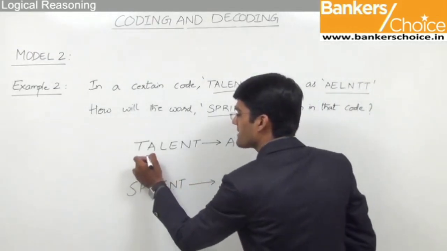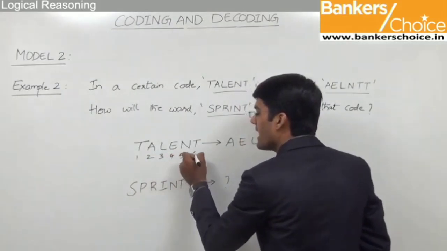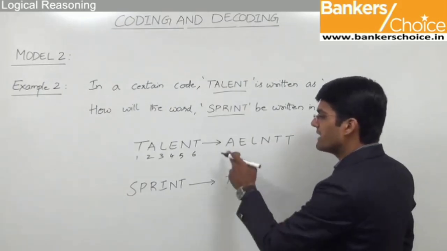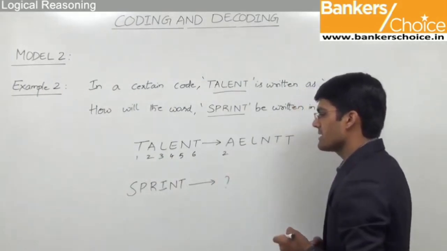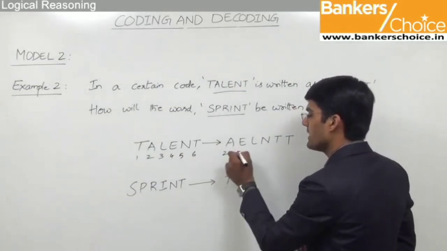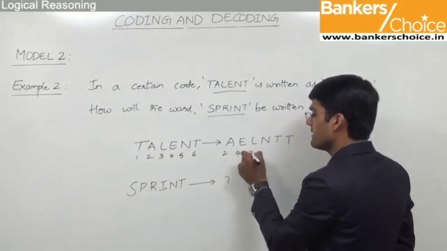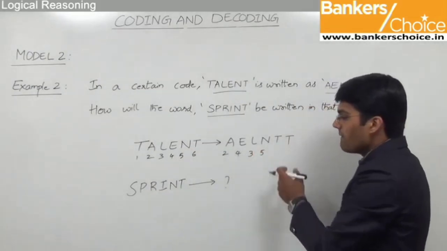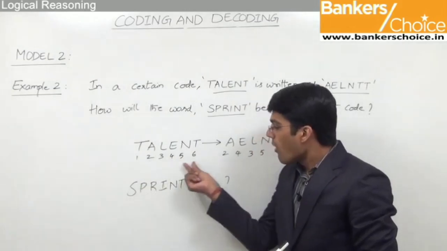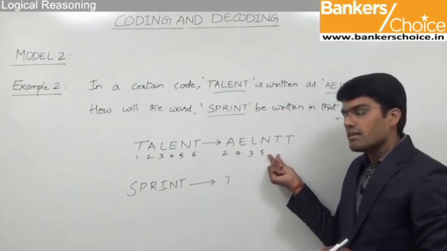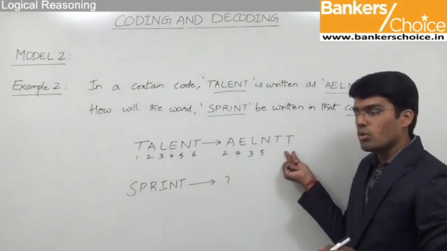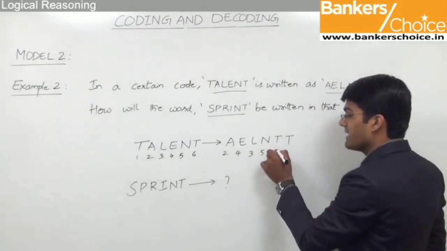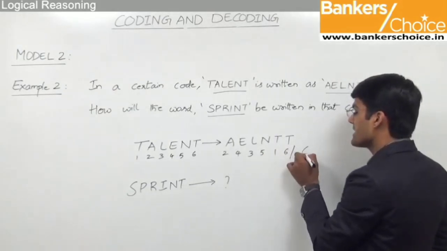So let us say that this is the first letter, second, third, fourth, fifth, and sixth letter in the given word. Now if you try to find the order in the coded form, we find that A, that is the second letter, has come to the first place, E is the fourth letter, L is the third letter, N is the fifth letter. Now when it comes to the letter T, we have no clue whether the first T or the sixth T has been brought to this place. Similarly, if you take the second T here, we have no idea whether it is the first T or the sixth T. So there are two possible answers here, either it is 1, 6 or 6, 1.